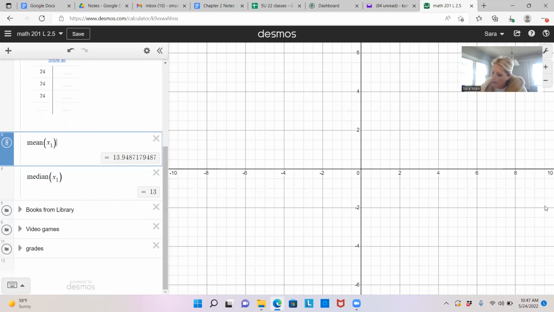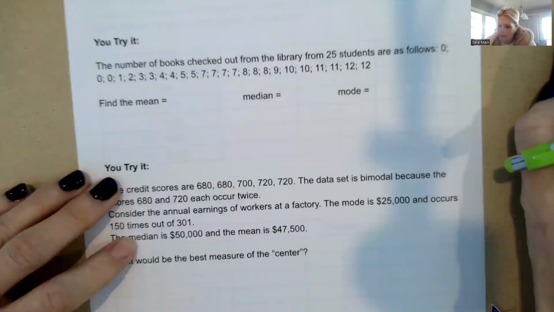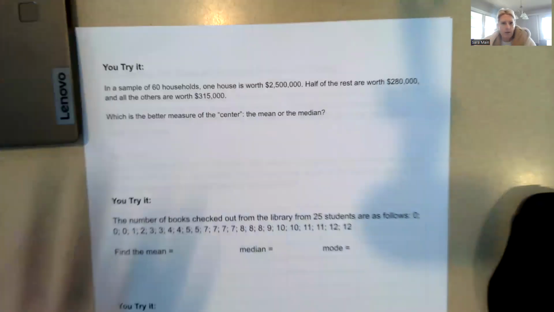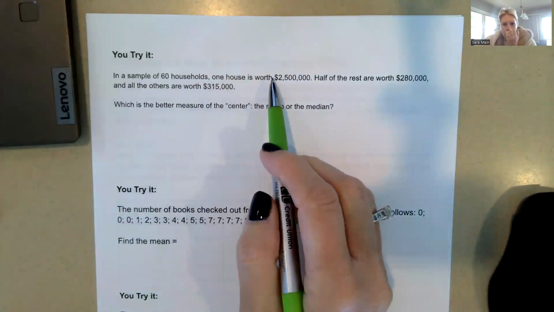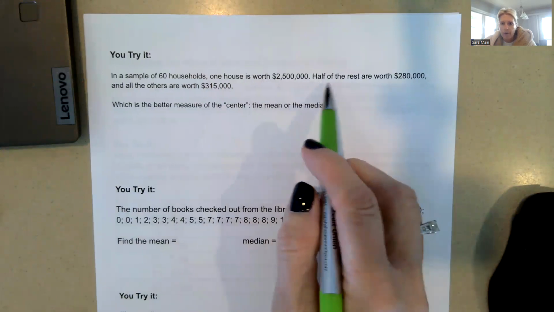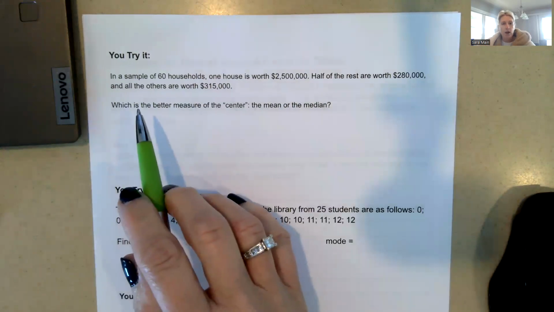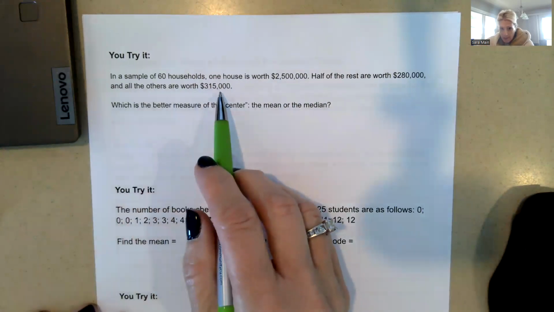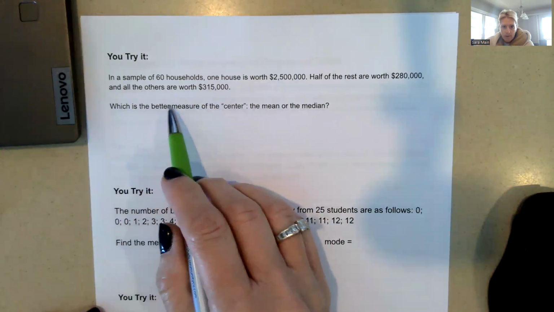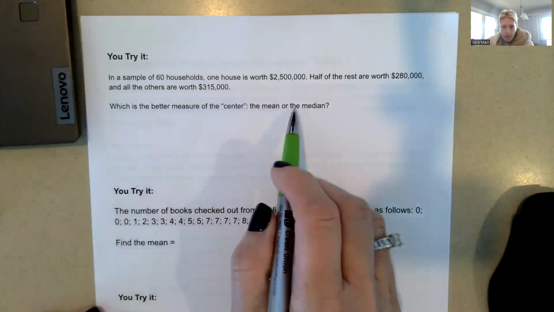Okay, let's look at our next example. It says: in a sample of 60 households, one house is worth $2,500,000. Half of the rest are worth $280,000, and all the others are worth $315,000. Which is the better measure of the center, the mean or the median?